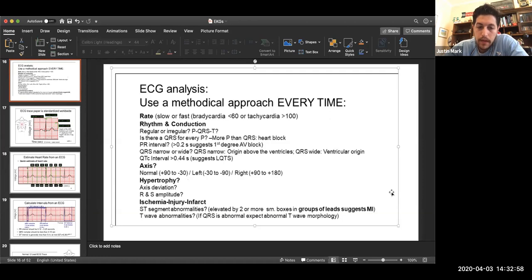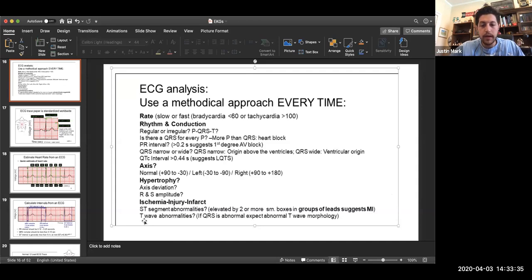The axis, here it says the actual degrees, but I don't think they ever taught us that. So the quick and dirty way of finding the mean electrical axis is by looking at the two leads, 1 and AVF. Hypertrophy: if we have a right ventricular hypertrophy, we tend to have a right axis deviation. If we have a left ventricular hypertrophy, we tend to have a left axis deviation. We'll talk about that. The amplitude of the QRS, we want to make sure that things are consistent. And then I've talked a little bit about ischemia and infarct, and we'll get to that as well.